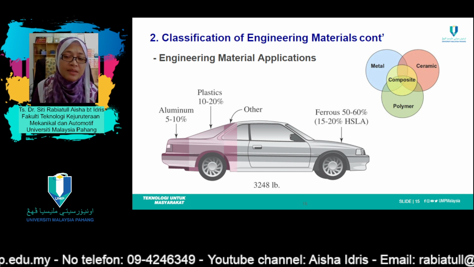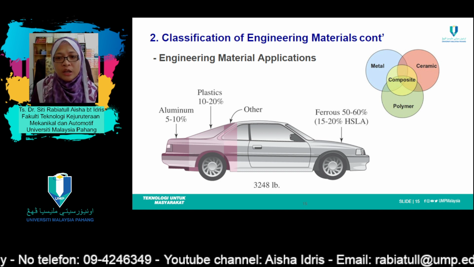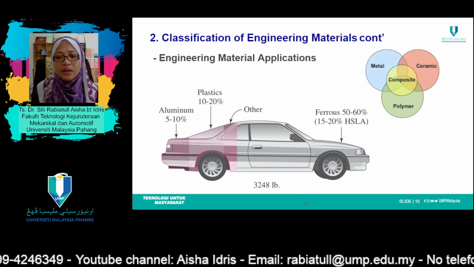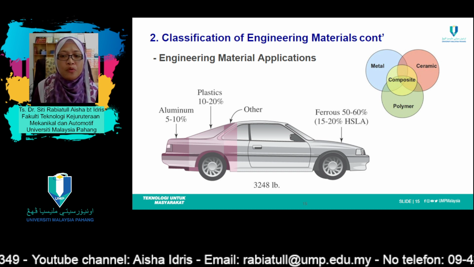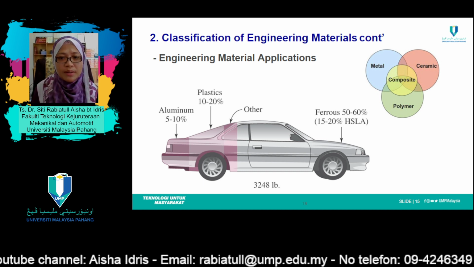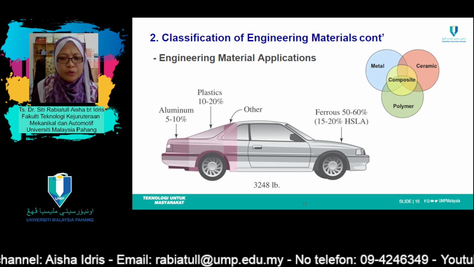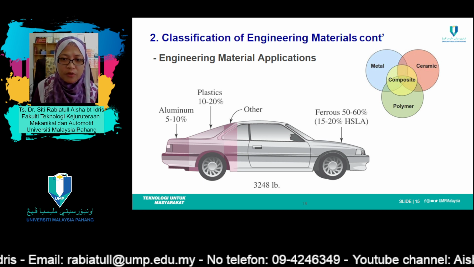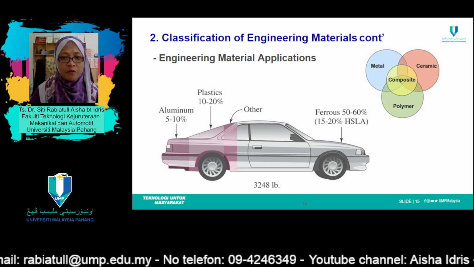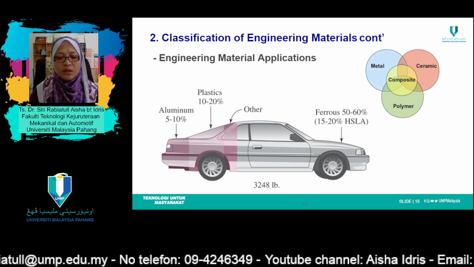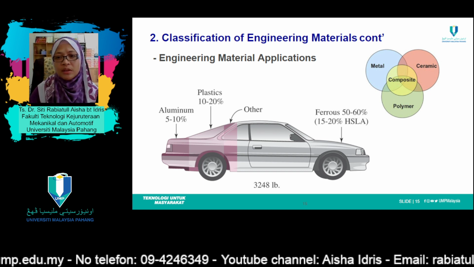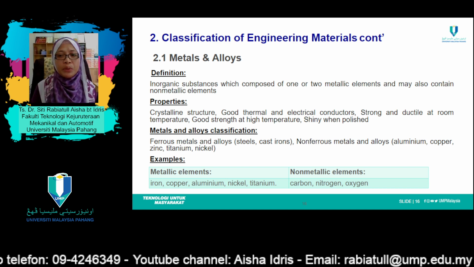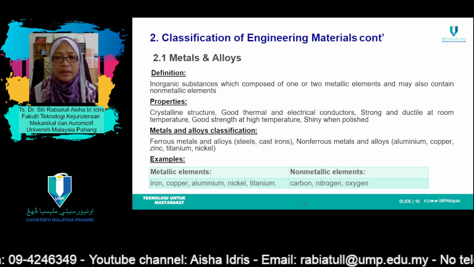For example, in this case, it's a vehicle or car. A car consists of aluminium, plastic, ferrous metal, and so on and so forth. So we need to understand that to produce a good final product, it needs to combine several types of materials with certain percentages that are required. Okay, now let's look at one by one for each type of material, starting with metals and alloys.